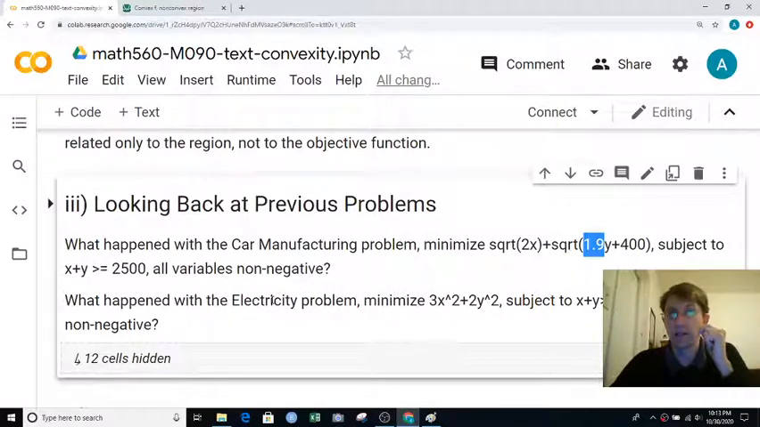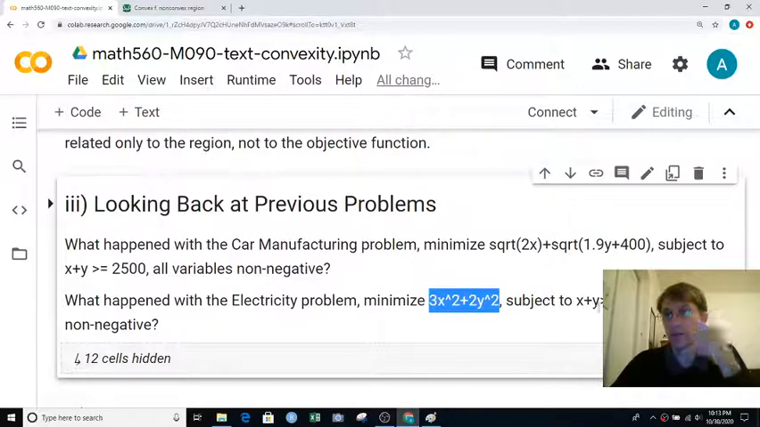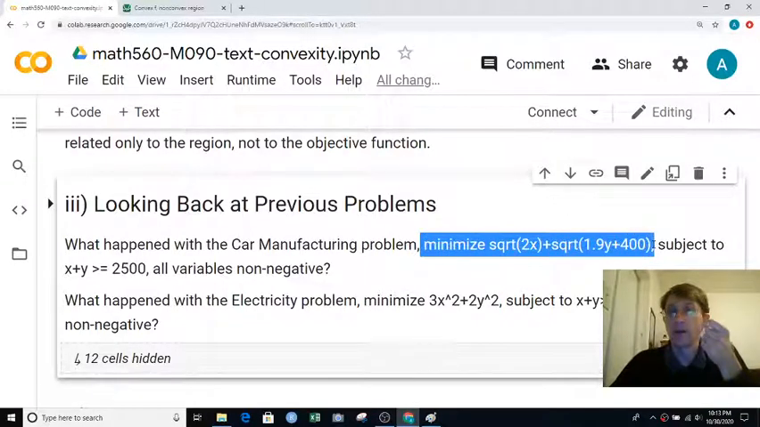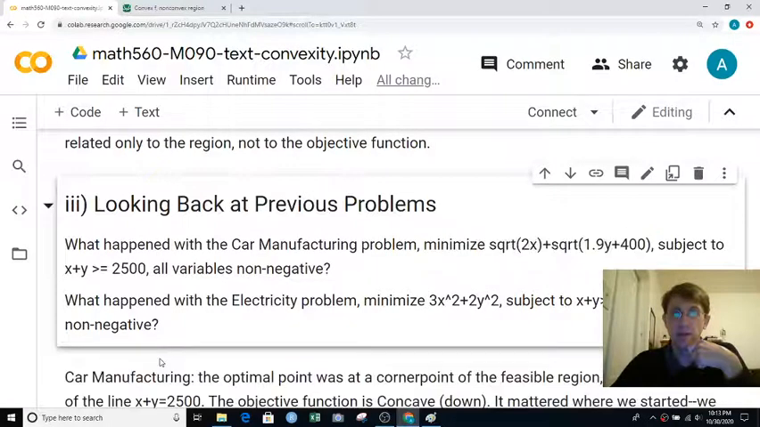And then on the electricity problem, minimizing 3x squared plus 2y squared, subject to x plus y greater than or equal to 4, all variables non-negative. There, we did get a mix of the two as being optimal. And no matter where we started, we always found the same solution, whereas for the other one, what the solver thought was optimal could depend on where you started. So we could get trapped in a local min. Think about why that might have been.